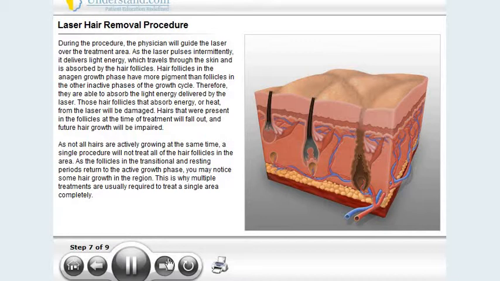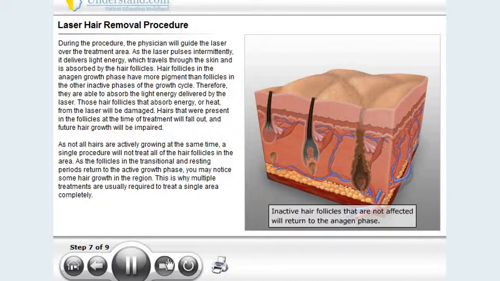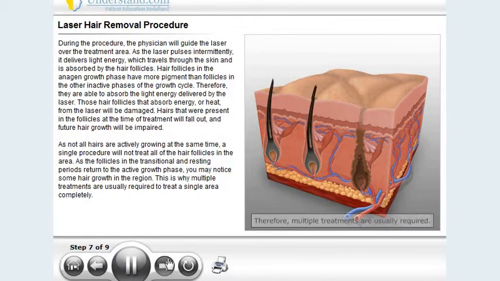Hairs that were present in the follicles at the time of treatment will fall out, and future hair growth will be impaired. As not all hairs are actively growing at the same time, a single procedure will not treat all of the hair follicles in the area. As the follicles in the transitional and resting periods return to the active growth phase, you may notice some hair growth in the region. This is why multiple treatments are usually required to treat a single area completely.